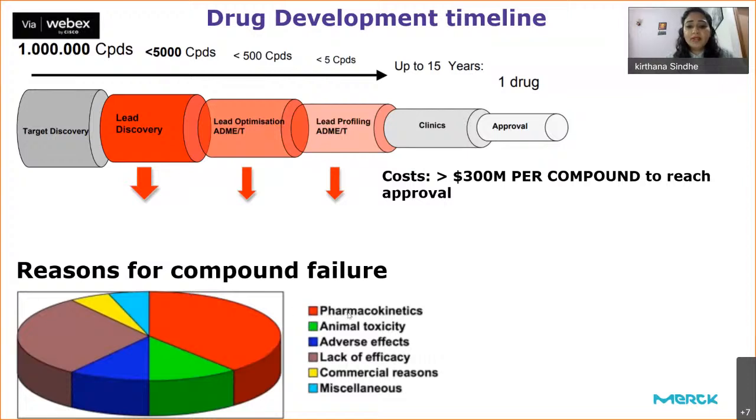So it's important to see what the pharmacokinetic properties of the compound are, whether there's animal toxicity, adverse effects, and so on. If you have developed a molecule, maybe it is safe, maybe it's not toxic, and it has very good pharmacokinetic properties. It's very well tolerated in humans. But what if it is not at all effective? It's not giving that much benefit to the patients, then again the compound would fail.